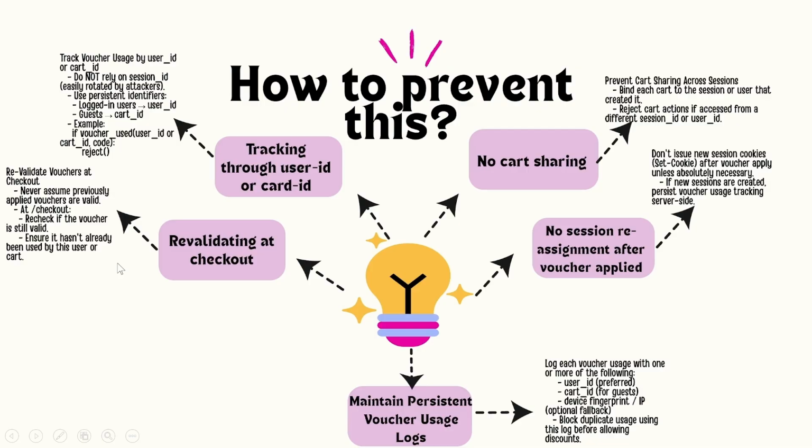Revalidating at checkout. Okay, so on the checkout page there should also be one more round of validation. Recheck if the voucher is still valid, and ensure that it is not already applied by this user in the cart, right? Check if the same user has applied this voucher already or not. I mean, you have to make sure that the same validation is there on the checkout page as well. No cart sharing. So this one prevents the cart sharing across sessions, so a single cart ID should not have multiple session IDs linked to it, right?